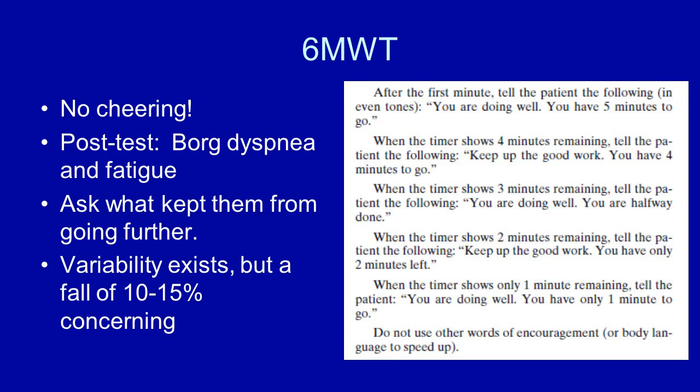Again, you should document why they didn't go further. And there's a fair amount of variability in the test, both within a session and within a day and across a week. But if someone's 6-minute walk test is falling by more than about 10 to 15%, that would be concerning that their PAH was getting substantially worse. So it's helpful to have the results of prior tests when you're trying to figure out what to do with the results of the test that you did that day.